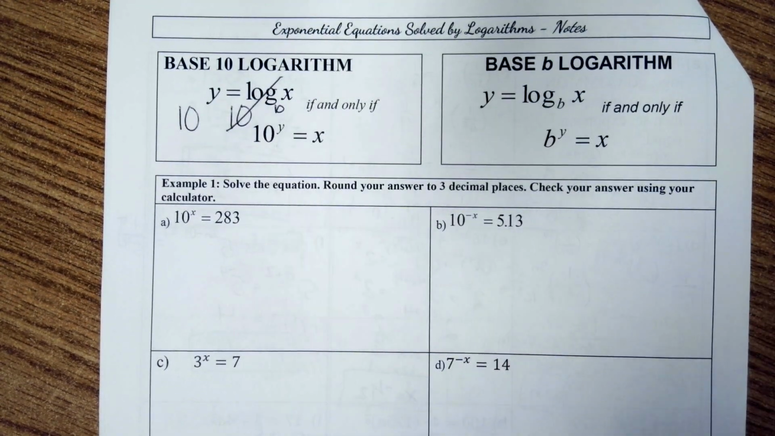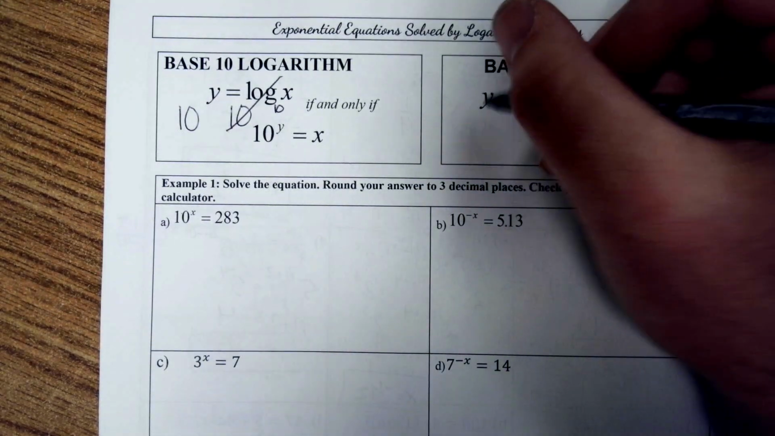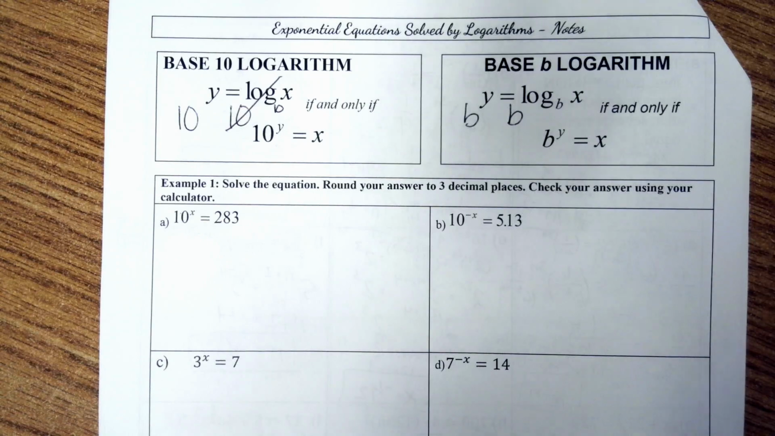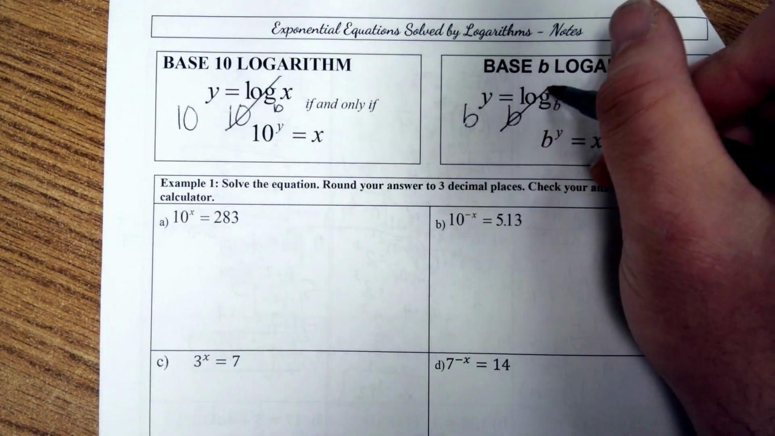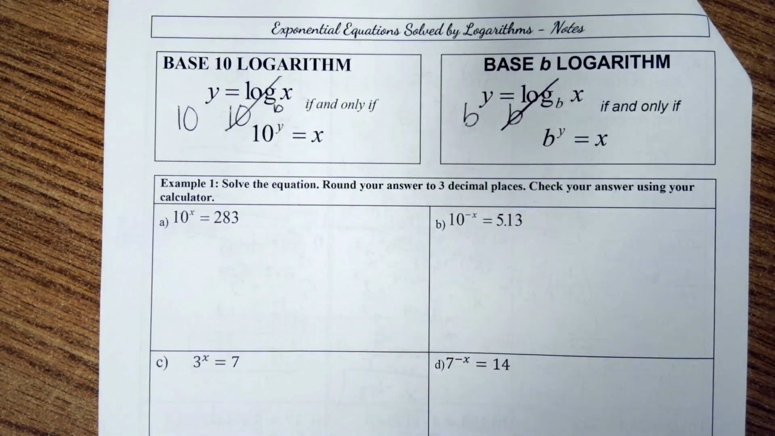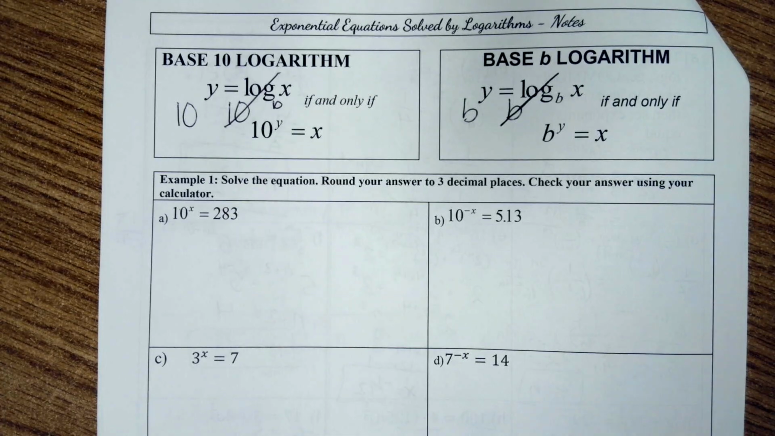Same thing's happening if you have any base that's not 10. Again, if you don't see a number, it's an invisible 10. But you're just making the b the base this time, so that b with a power and then the log base b undo each other, so b to the power of y is the same thing as x.